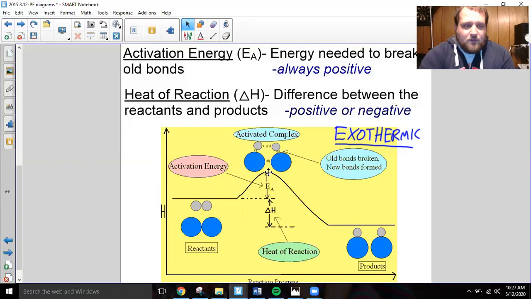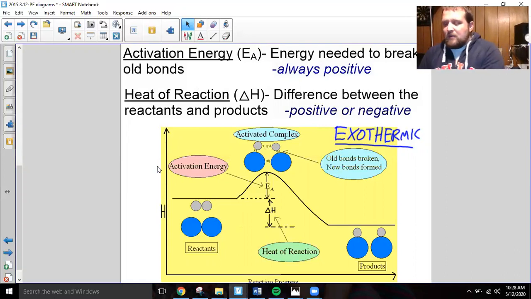So the other two pieces of information on this diagram that we're going to be looking at are activation energy and heat of reaction. Activation energy is the official term for the energy that we need to add to break the old bonds. And this is always going to be a positive energy because we always have to add energy to break the bonds.